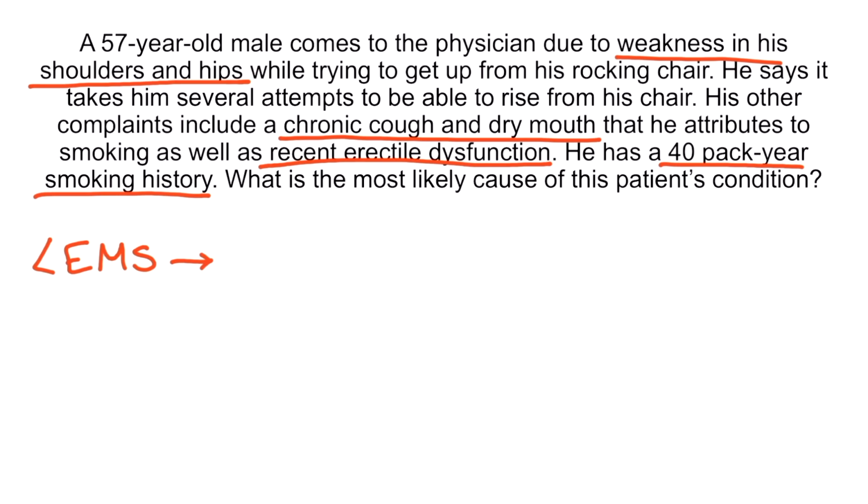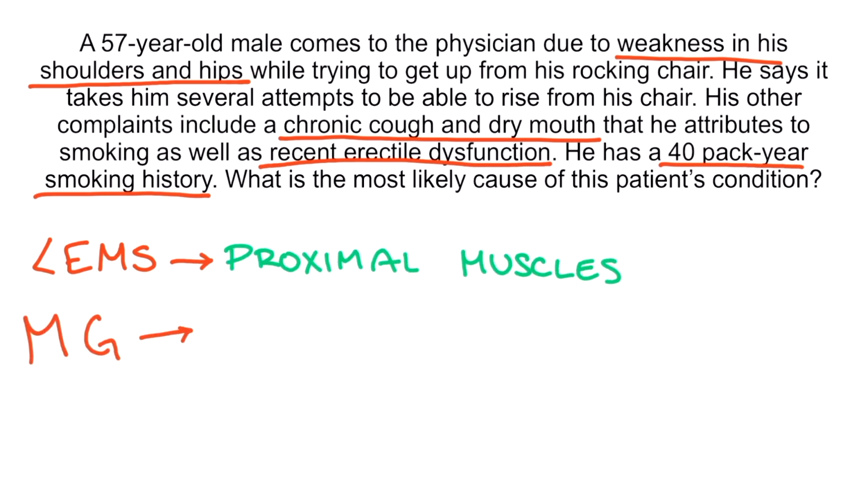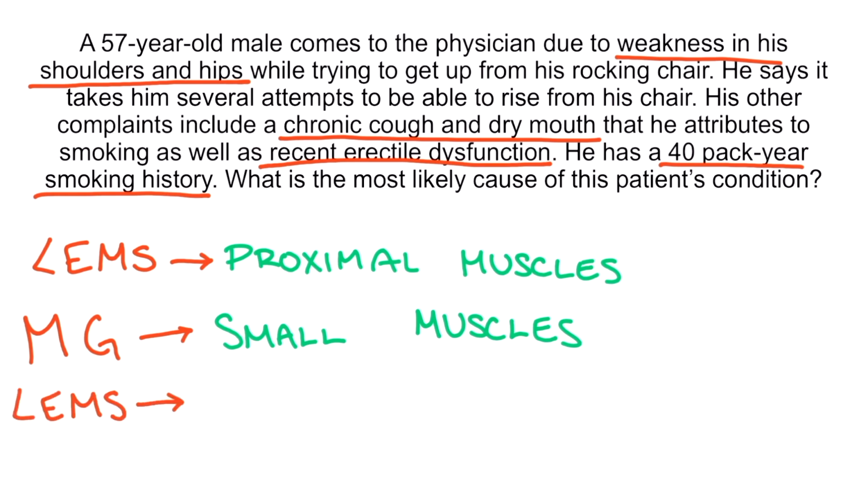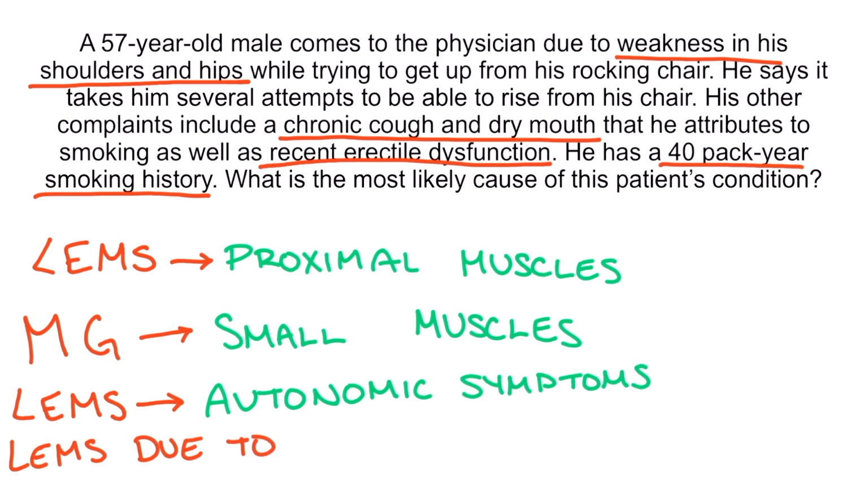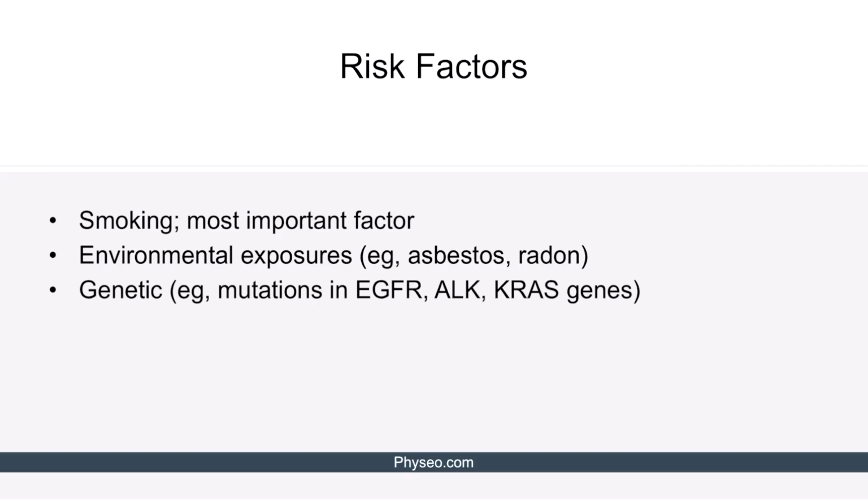It mostly involves large proximal muscles, which is in contrast to myasthenia gravis, which involves small muscles such as the extraocular muscles. Lambert-Eaton myasthenic syndrome, in contrast to myasthenia gravis, is also characterized by autonomic symptoms, such as dry mouth and erectile dysfunction, and this is because acetylcholine is necessary for both saliva production and an erection. So again, the patient's condition is caused by Lambert-Eaton myasthenic syndrome, likely secondary to small cell lung cancer. All right, let's move on to risk factors.